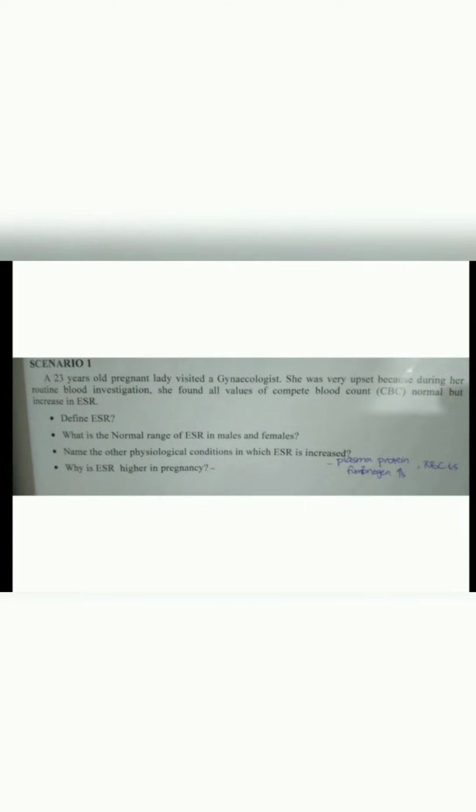What is probable diagnosis in this case? It is tuberculosis. Why is ESR raised in this condition? Because it is a chronic infection. What is the clinical significance? We have discussed it earlier. Name the other pathological conditions in which ESR is raised. This concludes your practical for ESR.